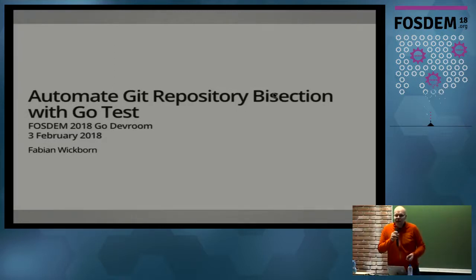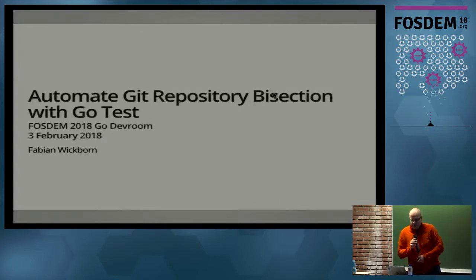All right. Hi. Hello, world. As I already said, this is about calling Git bisect and automating it with Go test. It's a trick I recently learned. There's a solid chance this is nothing new to you, and if that's the case, I'm very sorry. I apologize. Then just shut off and shut down.